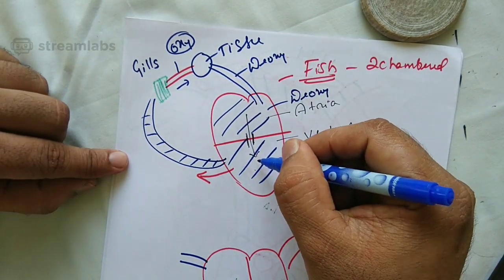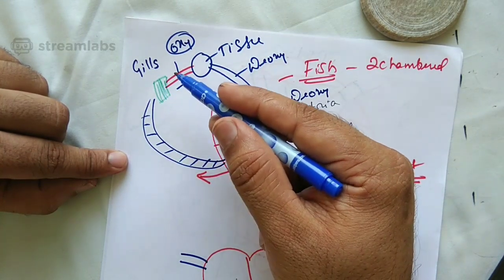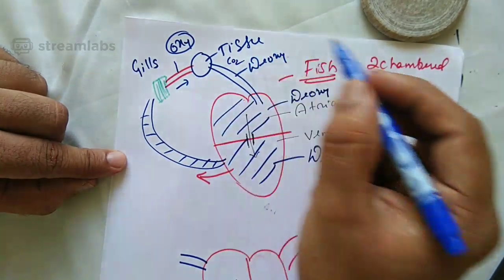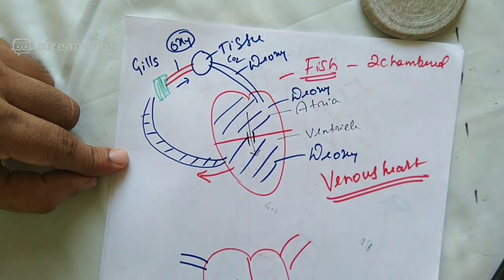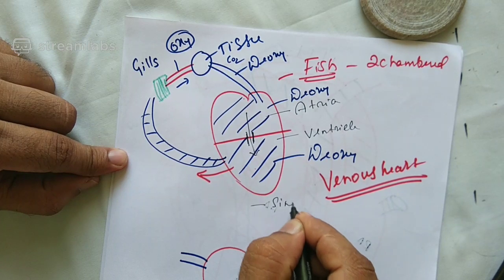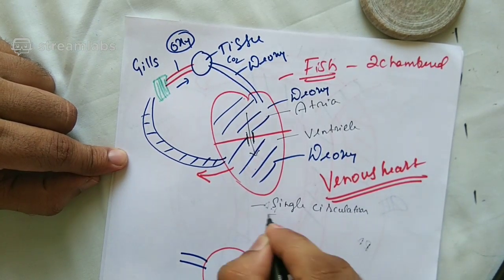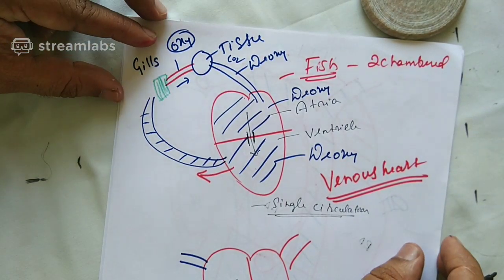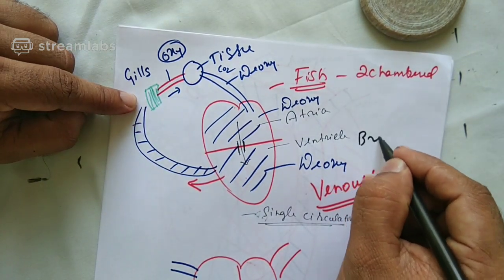So deoxy blood is given to gills, and gills will make it oxy blood and give it to tissue. Tissue once again will add carbon dioxide and it becomes deoxy blood. That means in this circulation, how many times does the blood come to the heart? Only once. So it's called single circulation. Clear? Since there are no lungs, only gills are involved, we call this fish heart a branchial heart.